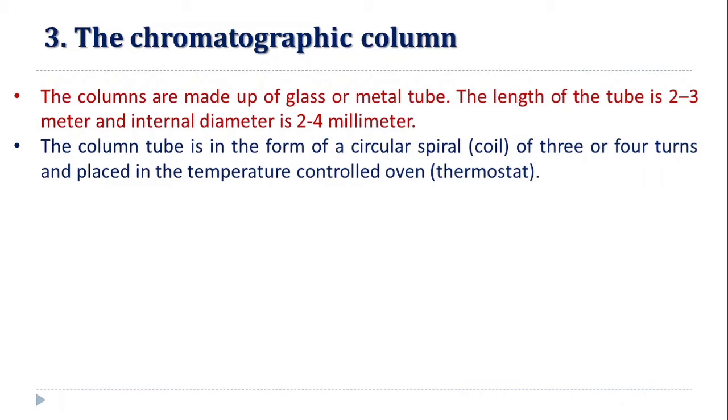For that purpose, we had to make this column in a circular spiral coil that is already provided in that form. 3 to 4 turns are placed into the temperature controlled oven. So whatever this column should be placed into the thermostat, that is temperature controlled oven. So we can monitor the temperature of that column also.